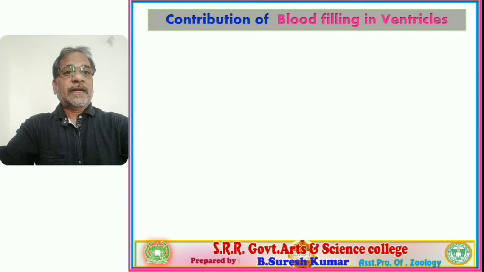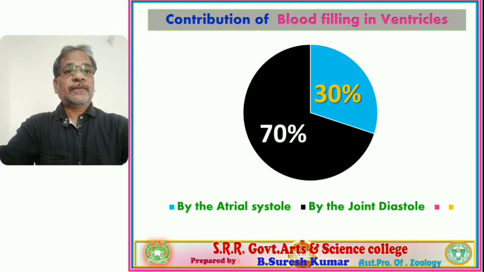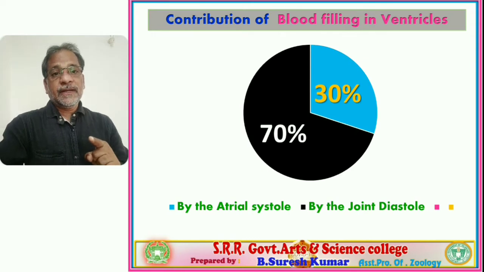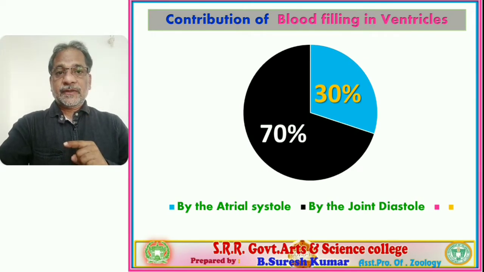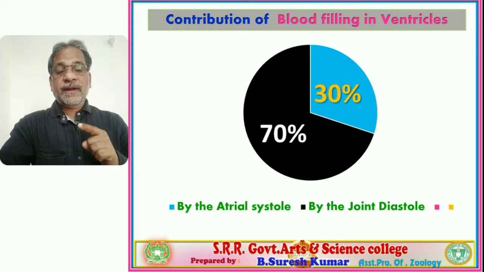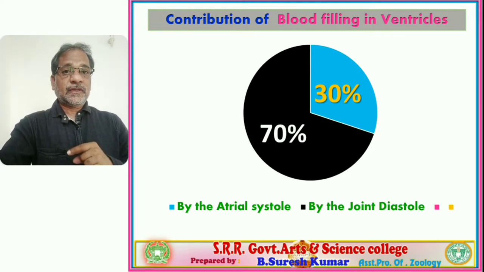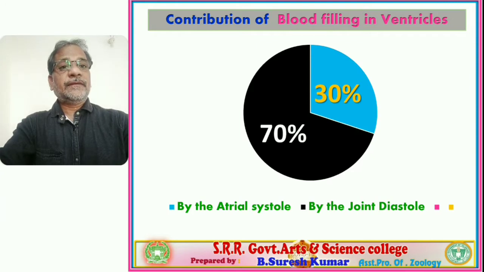Next, the contribution of blood filling in the ventricle, the pie chart, let us see. You observe 30% filling by atrial systole and 70% filling by joint diastole. So the major amount of blood fills into the ventricle by joint diastole. Follow? Right, next.